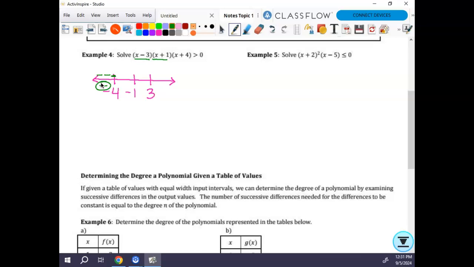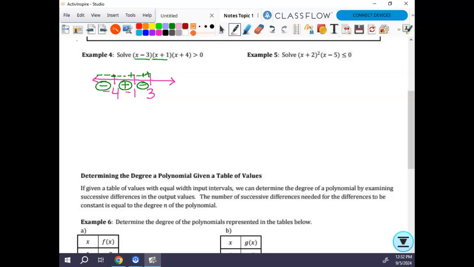Now I pick something between negative 4 and negative 1. Let's go with negative 2. Negative 2 minus 3 is negative. Negative 2 plus 1 is negative. Negative 2 plus 4 is positive. So negative times positive is positive. Between negative 1 and 3, I can pick 0. If you can ever pick 0, pick 0, because it makes it pretty easy. 0 minus 3 is negative, and then the others would be positive, positive. And when I multiply negative times positive, I get negative.